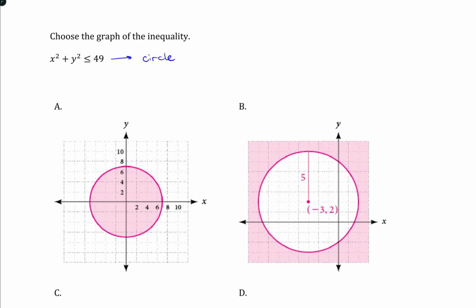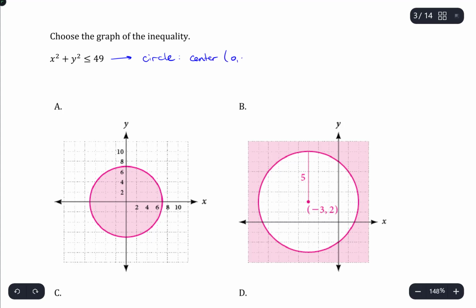and because it's a circle, we can identify some identifying aspects, like where's the center of the circle located? Well, in this case, it's at (0, 0), because there's no values added or subtracted from the x or the y. The radius is the square root of this constant, so the radius here is 7.